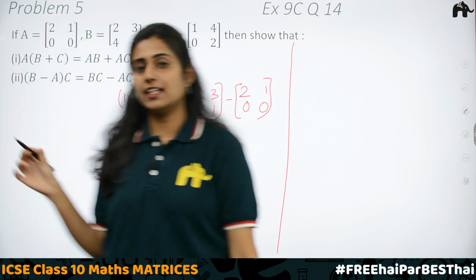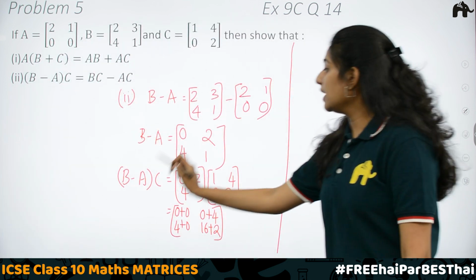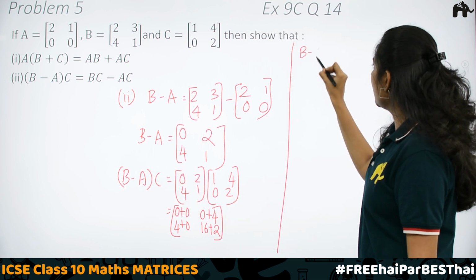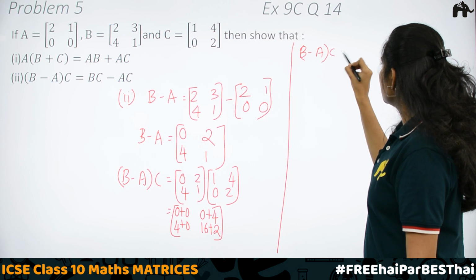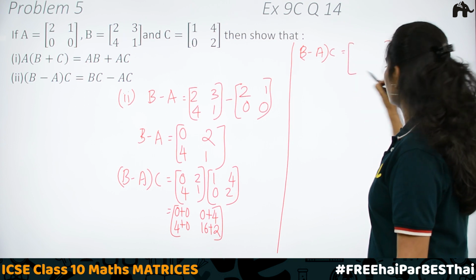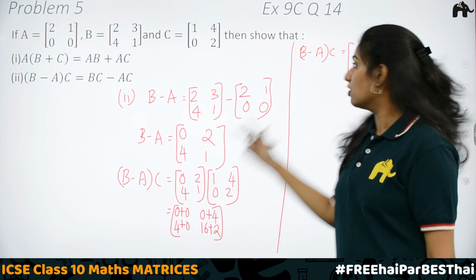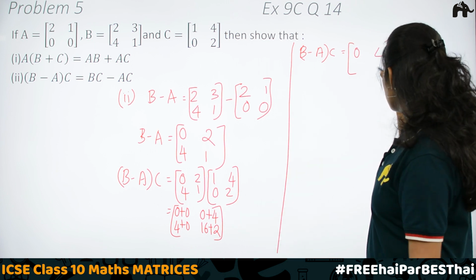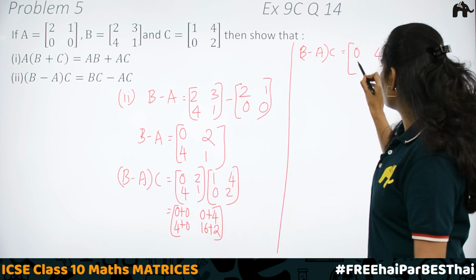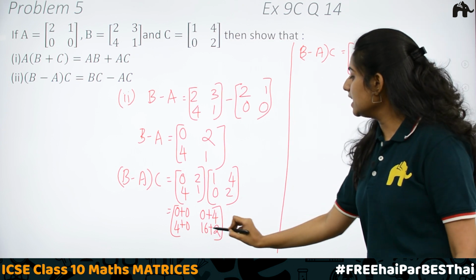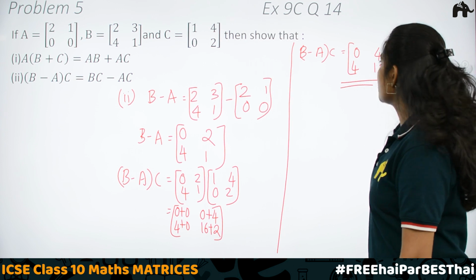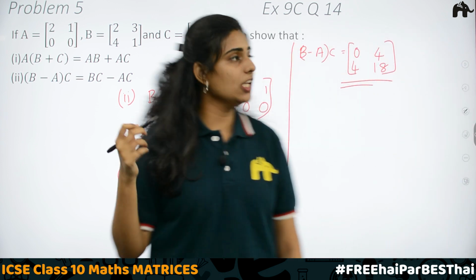So adding this, we get the elements of matrix (B minus A) into C. What are the elements of (B minus A) into C? It is equal to 0 plus 0, 0, then 0 plus 4, 4, next 4 plus 0, 4, 16 plus 2, 18. We got the elements of (B minus A) into C.